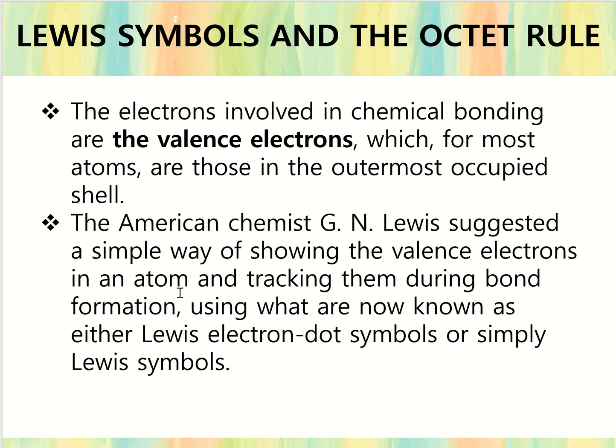So when you see it, and we'll see it in the slide coming up after this, the only thing that we're seeing are the valence electrons. Yes, we know that the atom has other electrons, but Lewis said, let's just focus on the valence electrons for a little bit so that we can understand the nature of these chemical bonds, and so we can track them during bond formation. And so now it is known as the Lewis electron dot symbols, or just Lewis symbols.